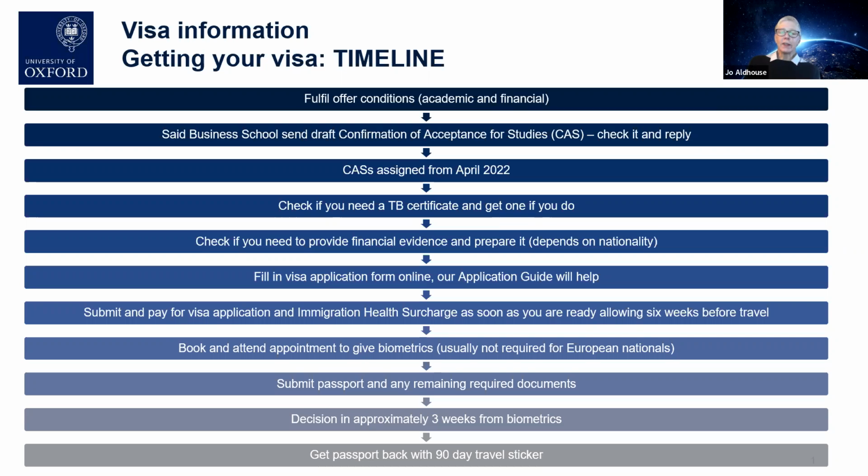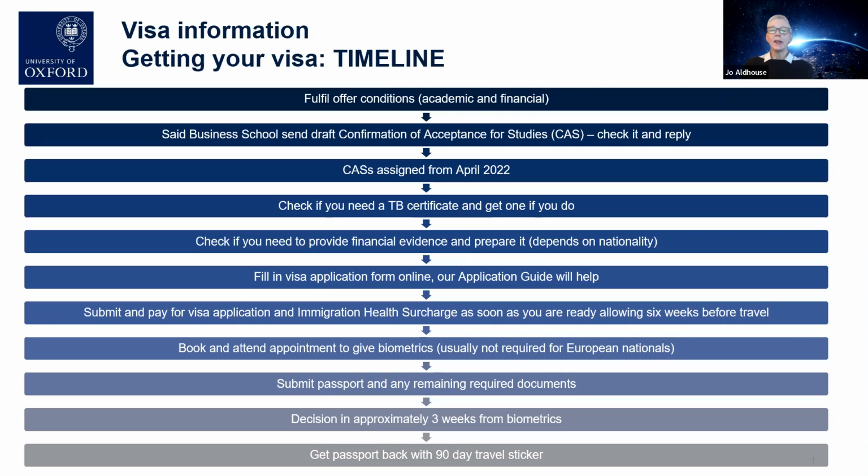Okay, so you've filled in your visa application. If you have any queries, look at our guide. If there's something you still can't understand, you're welcome to get in touch. Then when you're ready, submit and pay for your visa application, and you need to pay what's called an immigration health surcharge as well. The visa fee will be £348 or equivalent in the currency of the country where you're applying, and the immigration health surcharge will be £705.